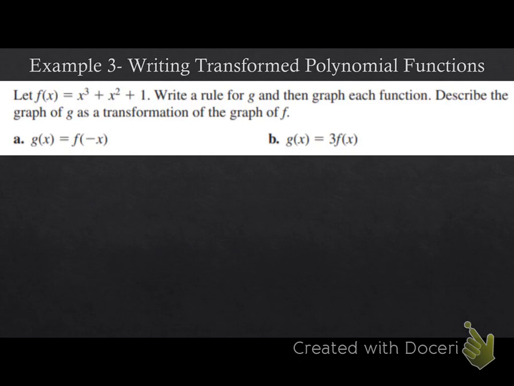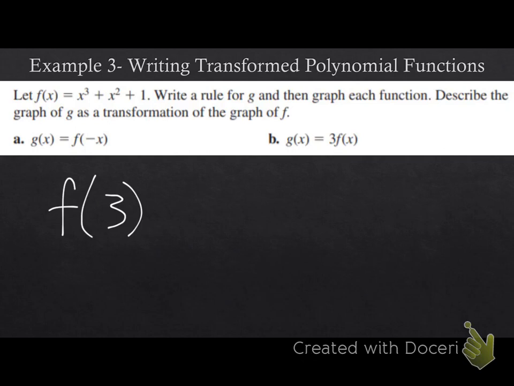I'm sorry. So it gives us a function. And on letter A, it says g of x equals f of negative x. So it wants me to write a rule for g, and it's a transformation that's occurring to f. So if I were to ever give you, say, like in Algebra 1, f of 3, how would you handle f of 3? That's usually f of x. What do we replace the x with? 3. So I would go into my function and replace all the x's with 3, correct?